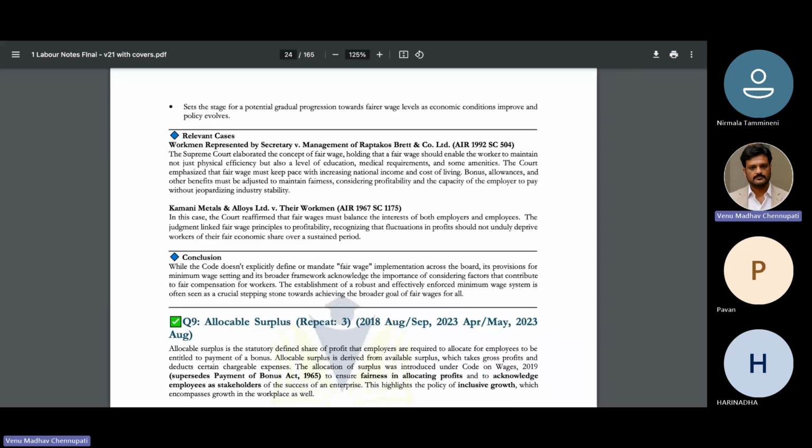So this is also a landmark case. In this case, the court affirmed that fair wages must balance the interests of both employees and employers. The judgment linked the fair wages principle to profitability.